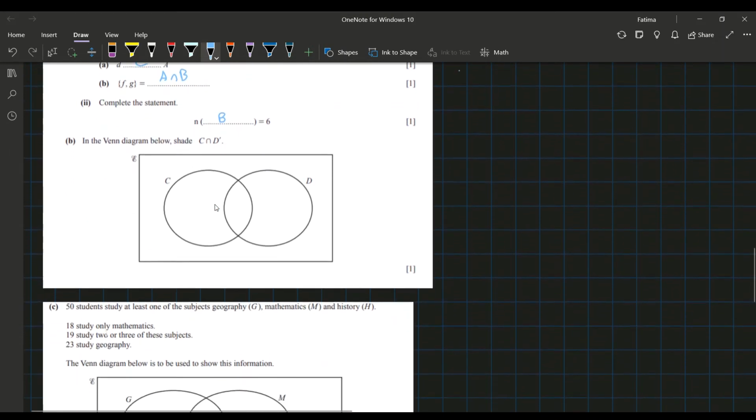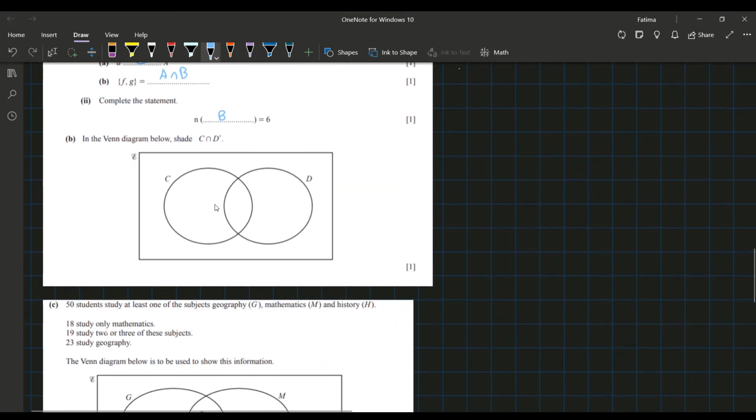Now in part B, we have to shade C intersect D complement. I would normally approach this question by working with what is not related to intersect, and that is D complement. You should recall that D complement is everything but D. So if you were asked only to shade D complement, that would be this region over here. But our question asks for C intersect D complement.